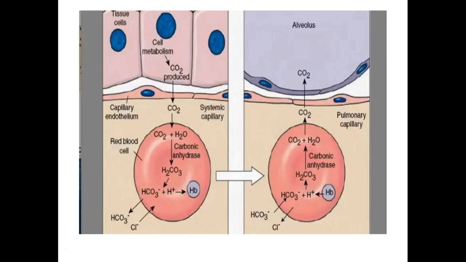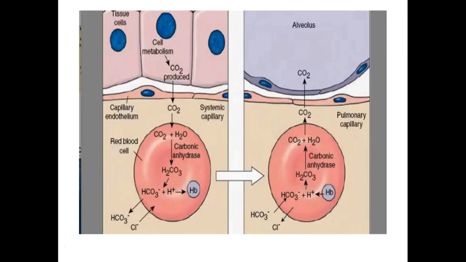So it's a process. This H2CO3 is more of a temporary molecule. So then the hydrogen can bind to the hemoglobin, and the bicarbonate ion can move on out of the red blood cell, can stay dissolved in the plasma. And that's when the chloride goes in. That's when you have that chloride shift, that shift from bicarbonate ion to chloride.